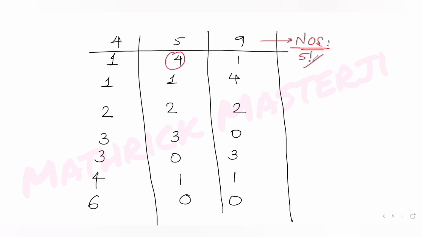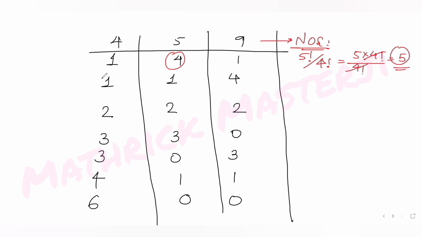And since 5 is repeating 4 times, I'm dividing it by 4 factorial. So you get 5 into 4 factorial over 4 factorial. This gets cancelled and you get 5 numbers can be formed with 4 fives here.